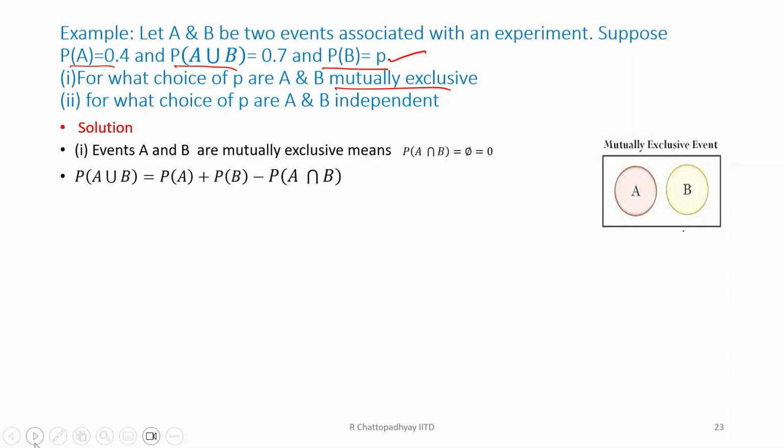That means P(A union B) = P(A) + P(B) - P(A intersection B), the formula we know. In this formula, we substitute the values. P(A union B) is given 0.7, P(A) is 0.4, P(B) is p, P(A intersection B) is 0. So this is the equation. We find the value of p is 0.3. So if the value of P(B) is 0.3, then only A and B will be mutually exclusive.